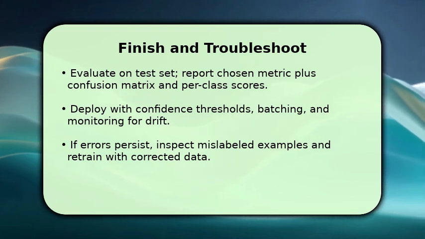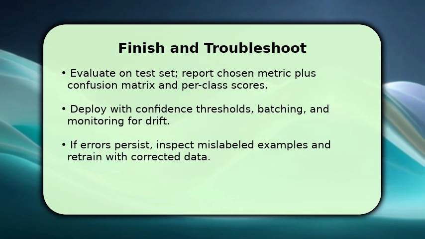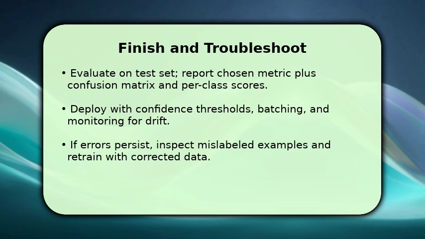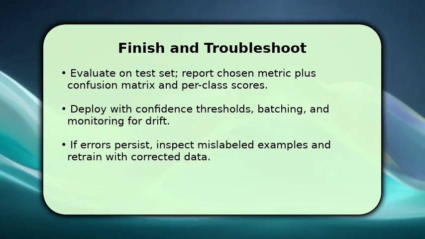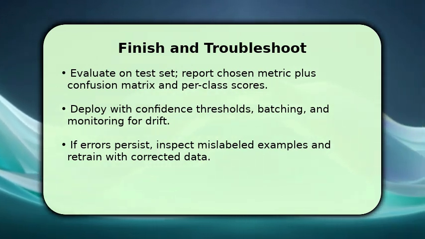label shifts. If performance is poor, first inspect misclassified examples for labeling or prompt issues, then retrain or expand the seed set. Finally, make sure to automate periodic reevaluation so the classifier stays reliable in production.